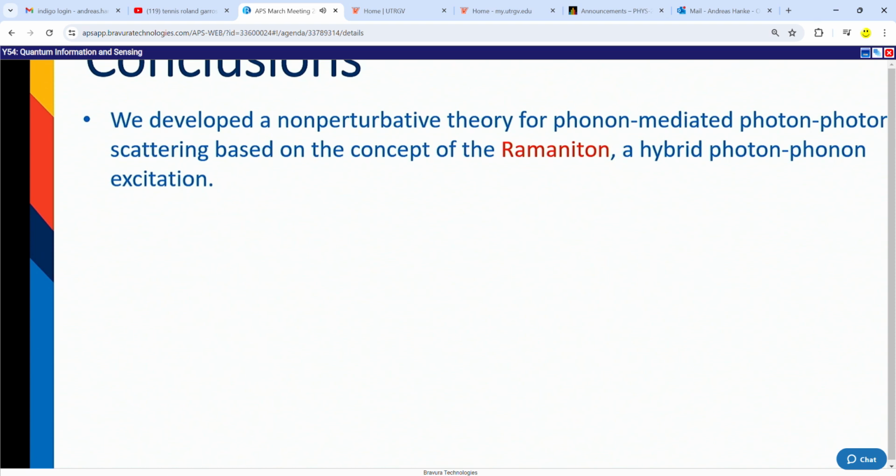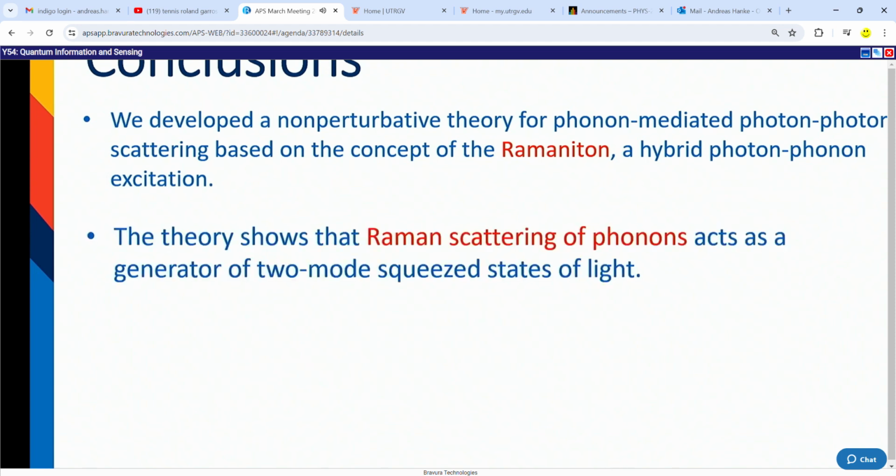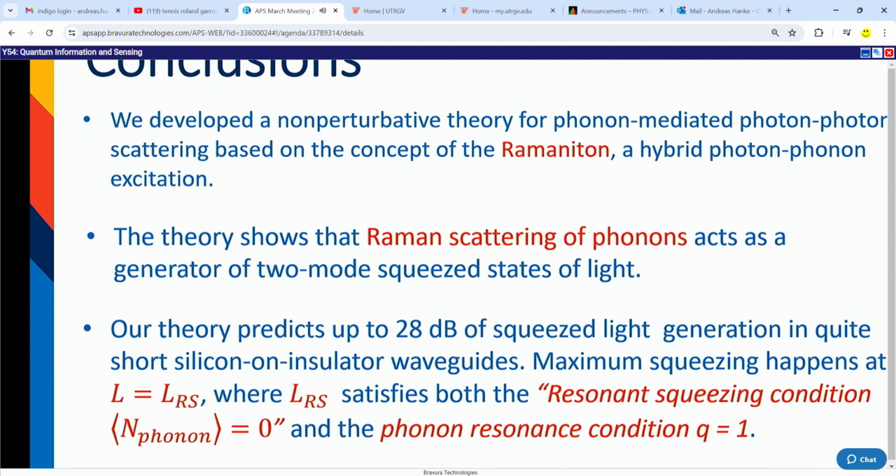To summarize, we developed a non-perturbative theory for the phonon-mediated photon-photon scattering based on the concept of Ramanitone, which is a hybrid photon-phonon excitation. Our theory shows that Raman scattering of phonons acts as a generator of two-mode squeezed states of light. And when we apply our theory to silicon photonics, we predict up to 28 decibels of squeezed light. This maximum squeezing occurs at a length that satisfies both the resonant squeezing condition, that is when the phonon number goes to 0, and the phonon resonance condition.